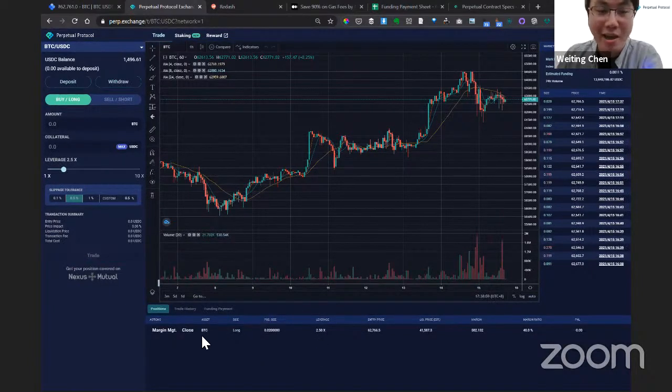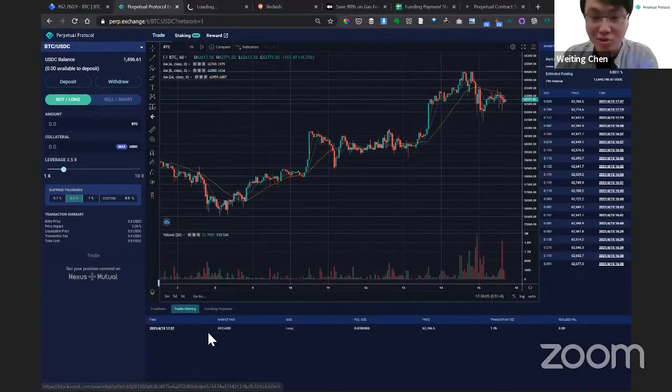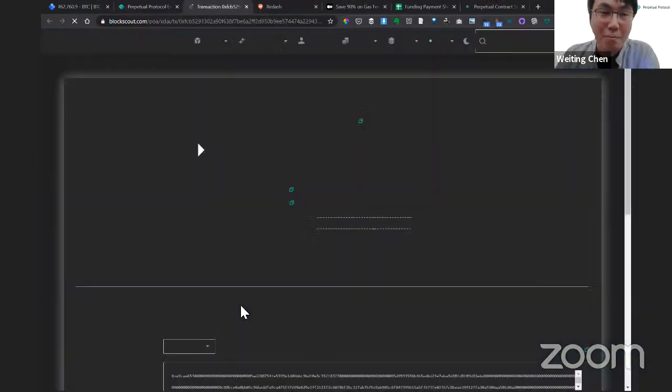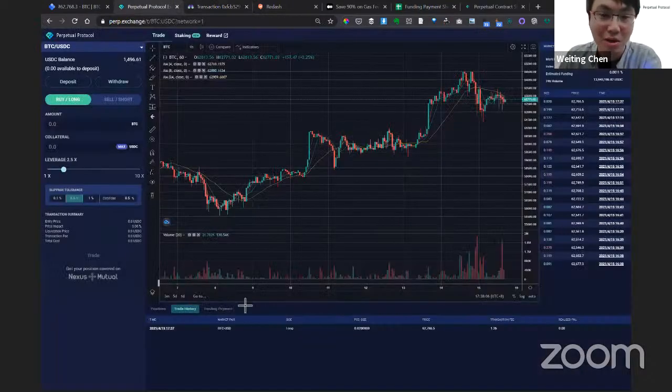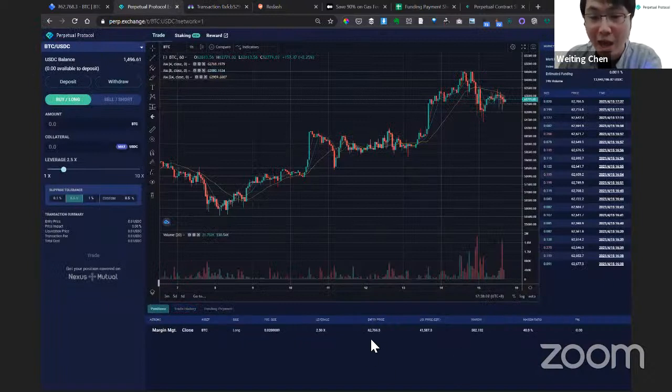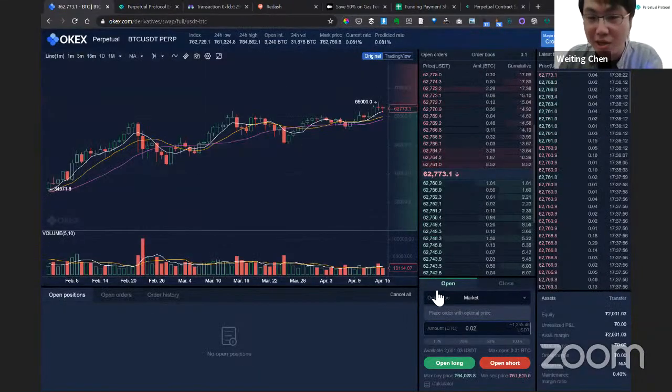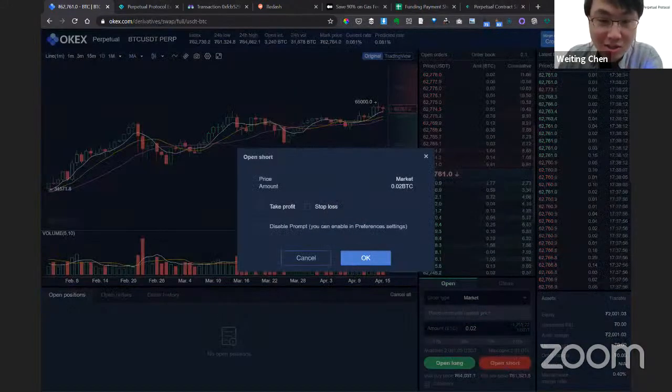Voila, it's over here. And because everything is on chain, you can go to trade history and click on the link, and it will bring you to Blockscout, which is the Etherscan equivalent for xDai. So everything, as Lee mentioned, happens on chain, and so it's quite transparent. Now we have opened a position on Perp exchange with 0.02 BTC, and what we're going to do now is go to OKEx and do the same thing. Remember, you need to open the short position over here because you get paid if you open a short position. So just open a short position over here, and YOLO, let's go.